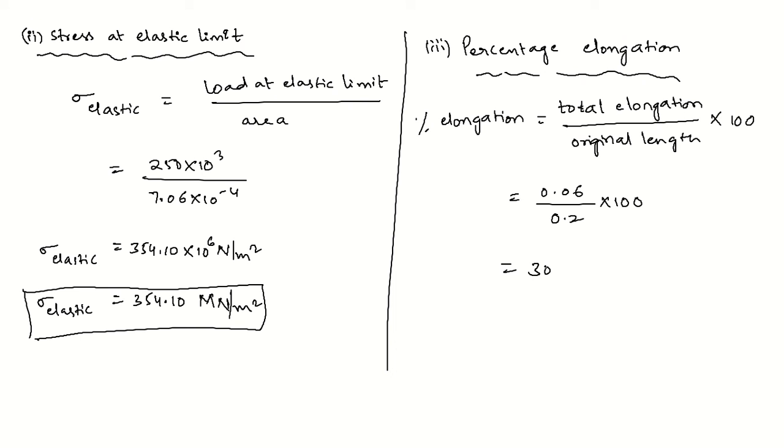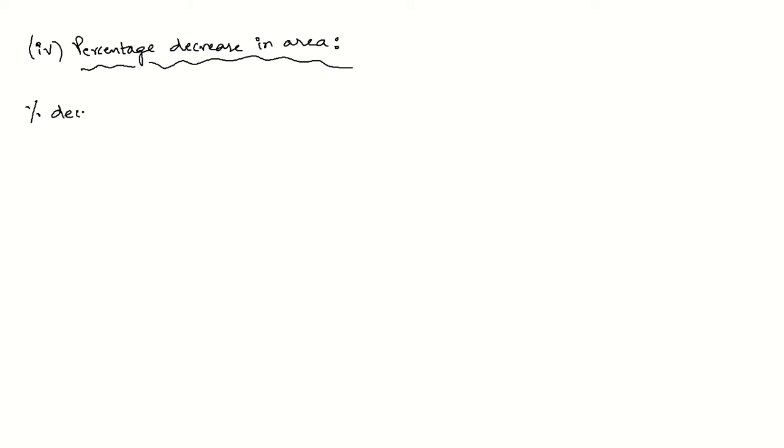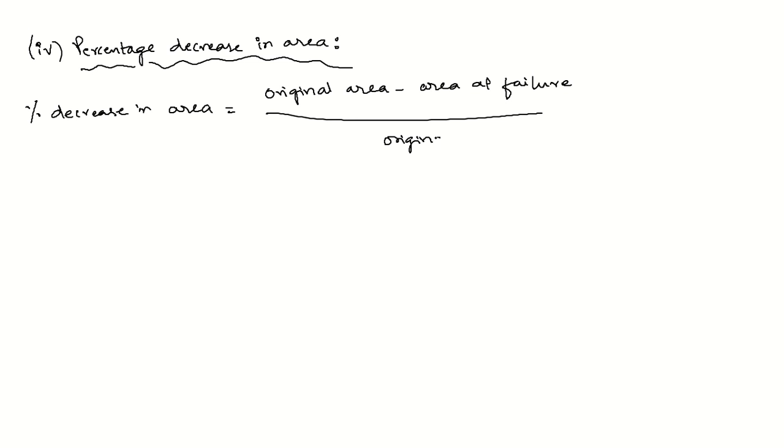So you get around 30%. And let's calculate the last part of the question. So what is the last part of the question? We need to calculate the percentage decrease in area. So percentage decrease in area is given by the formula, again, percentage decrease in area is equal to how much? Original area minus area at failure, by original area into 100.